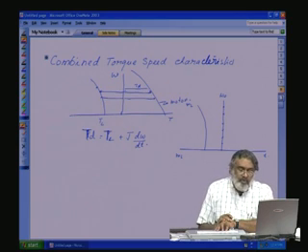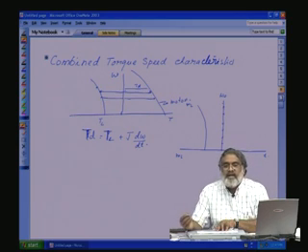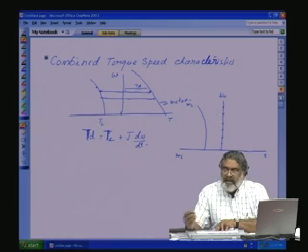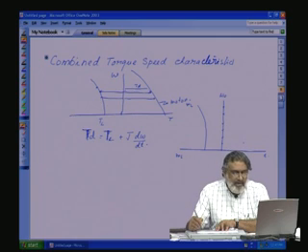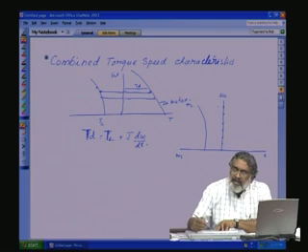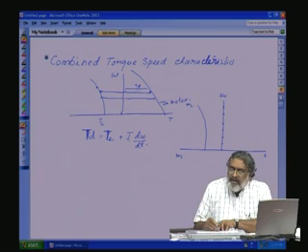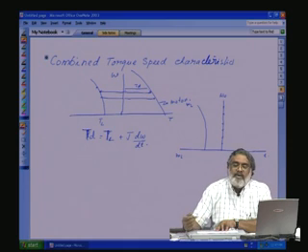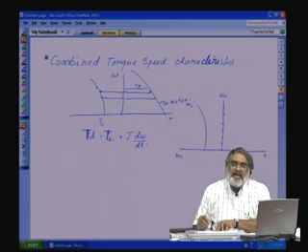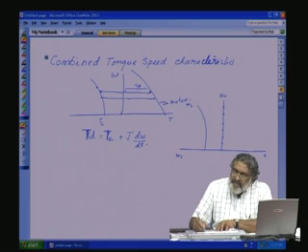Now, run the system to the full speed and switch off the power supply. Then what will happen? The whole system will decelerate. During the deceleration, the driving torque is 0. So, the decelerating torque generated by d omega by dt will be opposed by the friction and windage loss. So, slowly the system will decelerate. At various points, you measure omega and note the time.